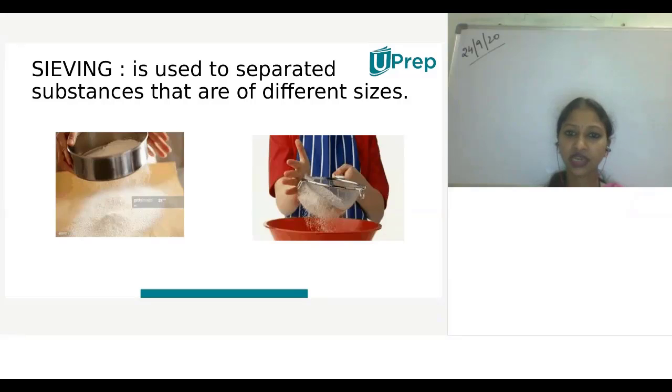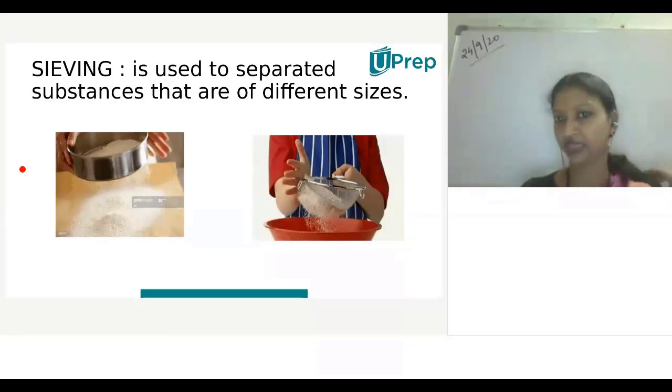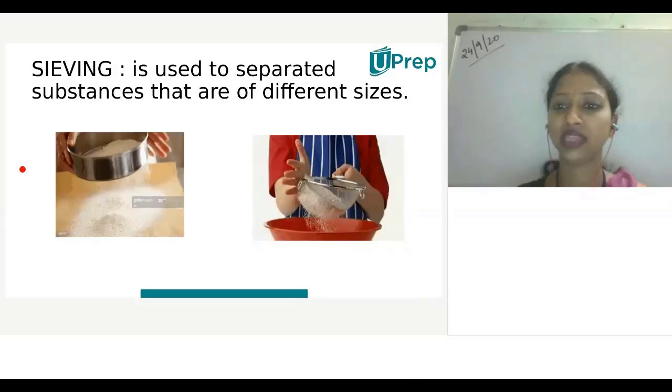So the next separation technique is sieving. For this, sieves are required. At our homes in general, we have them, and even hand filters are also used to separate things. When we separate things here, it is specially used to separate different sized particles.